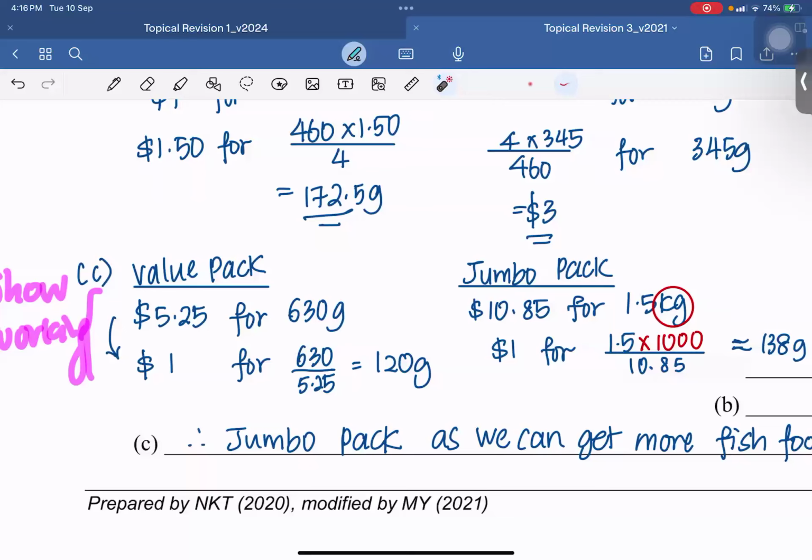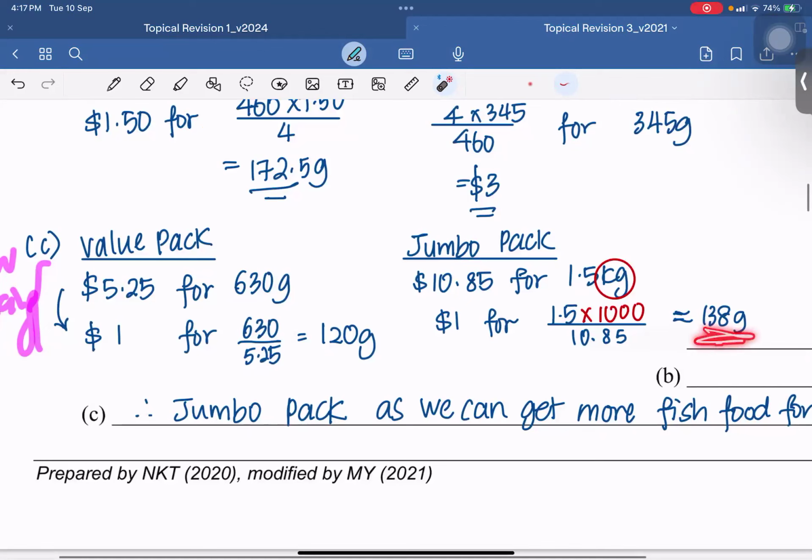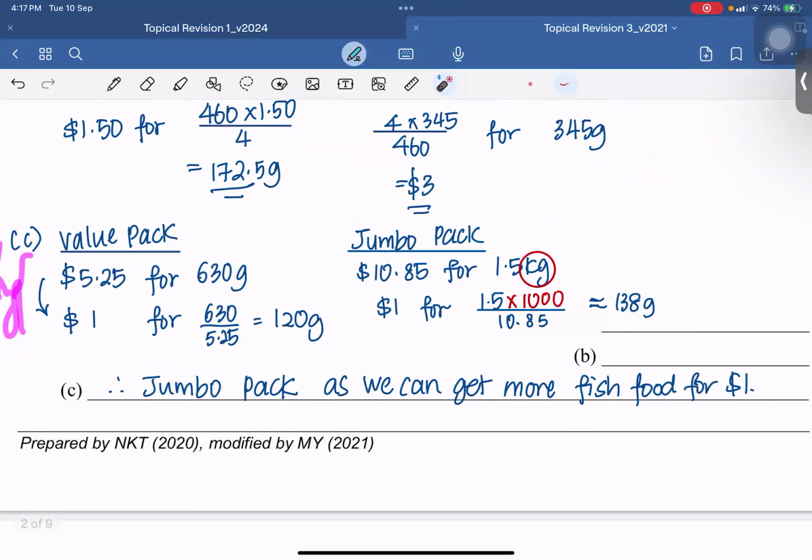Divide by 5.25. I get $1 can buy me 120 grams for the value pack. But for my jumbo pack, this is in kg. This is in grams. So I need to change it. So I times 1,000. Then I change it to $1. And it tells me that it's 138 grams. So which one has more value for money? For $1, I can buy more fish food under the jumbo packet. So the jumbo pack will be more value for money as we can get more fish food for $1.